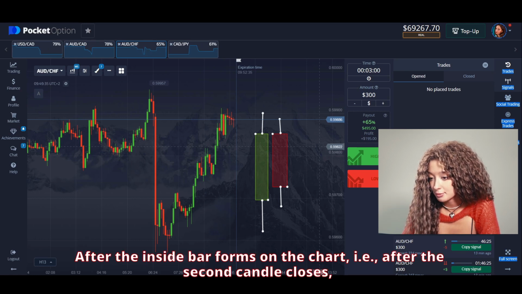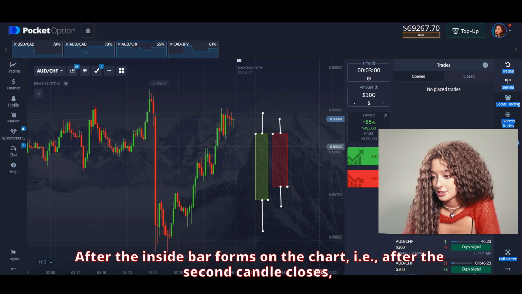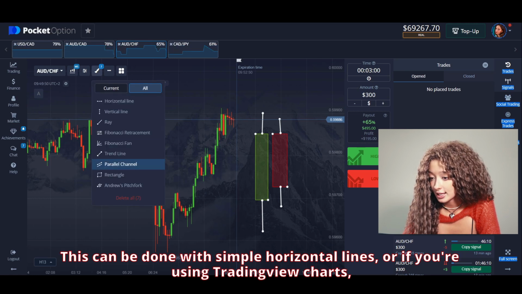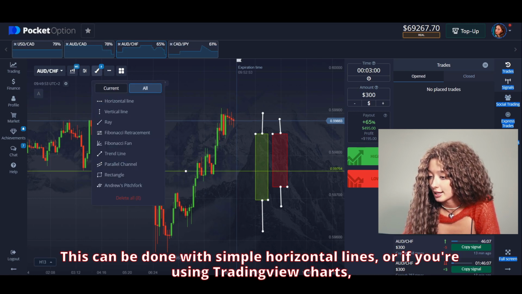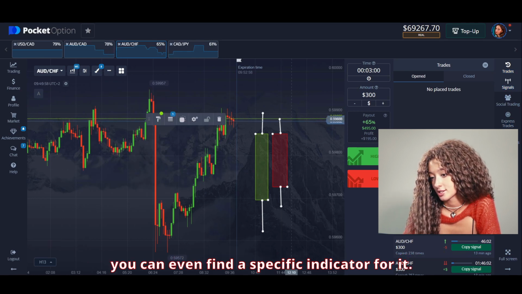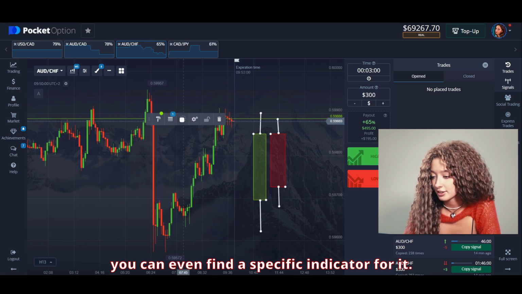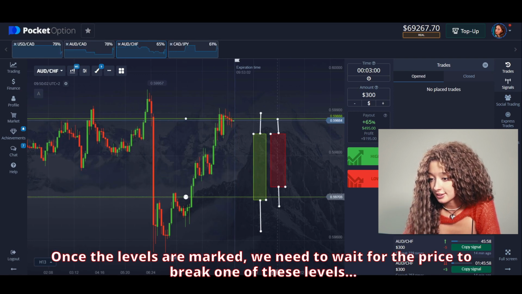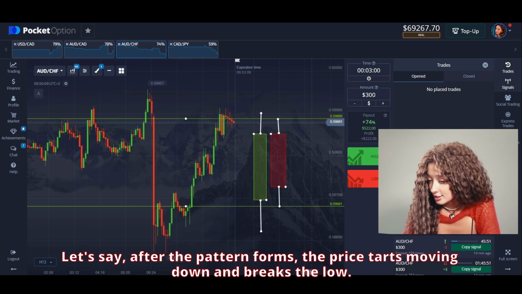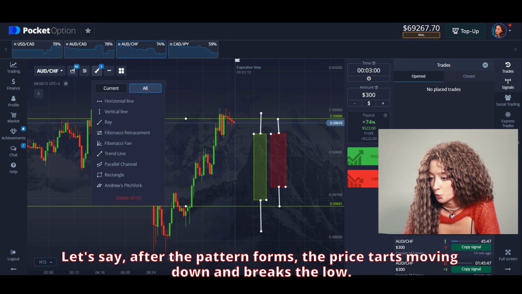After the inside bar forms on the chart, after the second candle closes, we will need to mark the levels of the inside candle's high and low. This can be done with simple horizontal lines, or if you're using TradingView charts, you can even find specific indicators for it. Once the levels are marked, we need to wait for the price to break one of these levels. Let's say after the pattern forms, the price starts moving down and breaks the low.